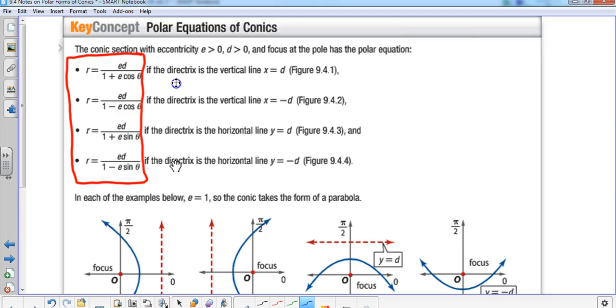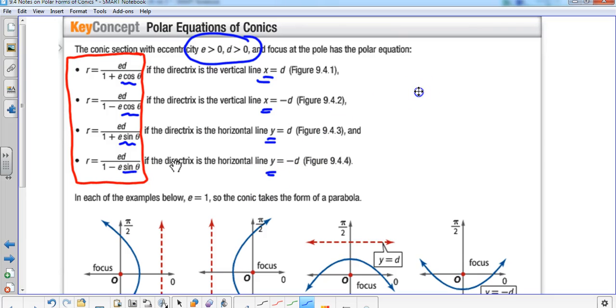Today, what you need to notice, and you're going to get to use the chart, so you don't have to memorize this, is that the ones with cosine have a directrix that's x equals. The ones with sine have a directrix that's y equals. It says in the directions that E and D are always positive. So if there's a minus here, the E is still considered positive. The minus came with the equation. And this is a negative D back here when there's a minus in there. Down here, the same. When you have a 1 minus E sine theta, it's y equals negative D.